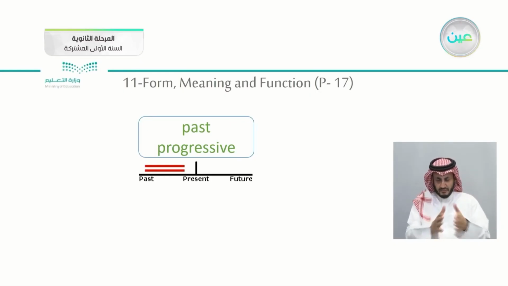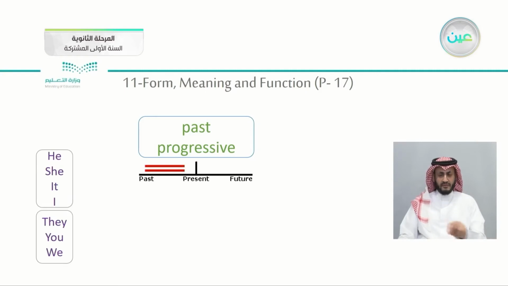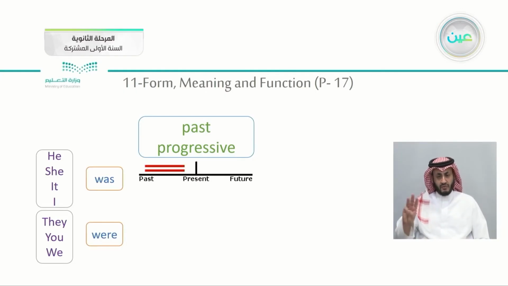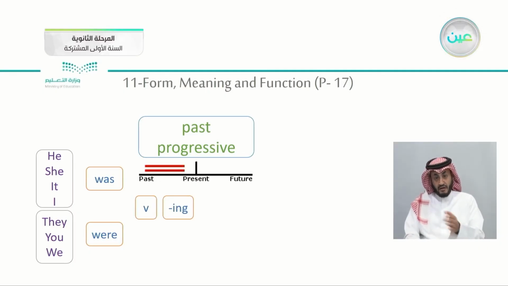How do we form a past progressive? Just like any English sentence, you start with the pronoun he, she, it, or I, they, you, or we. Then, progressive, it means that we need an ing, so we need a verb to be. Was or were. He was, she was, it was, and I was. Or they, you, we, were. Followed by the verb. And because it's progressive, we will use the ing.